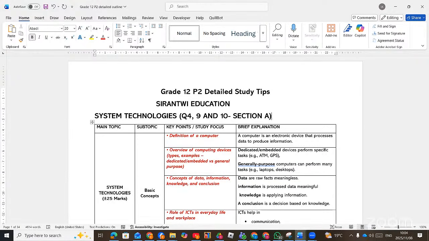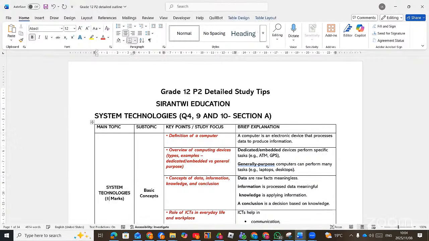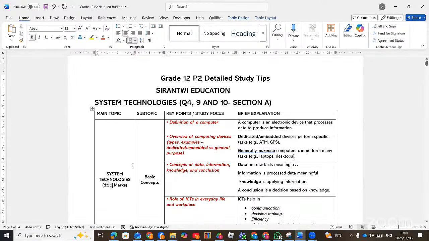Question 4 being 25 marks, question 9, 25, question 10 also 25, and then section A also 25. So all in all, you might be getting about 1/3 of the entire paper being system technology. That is 50 marks. So in most cases, system technologies will be covering about 50 marks.